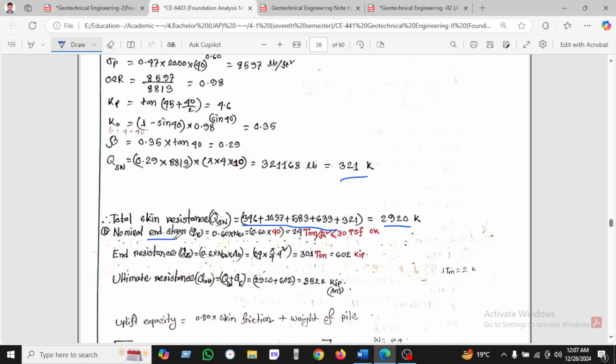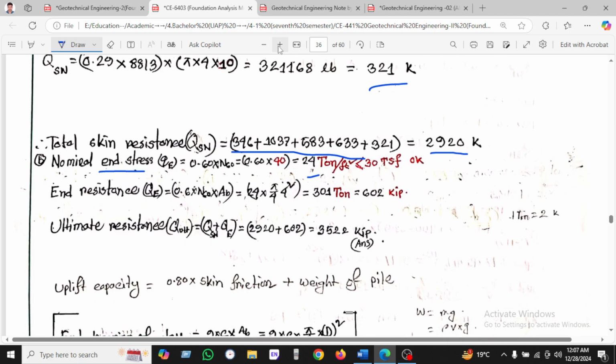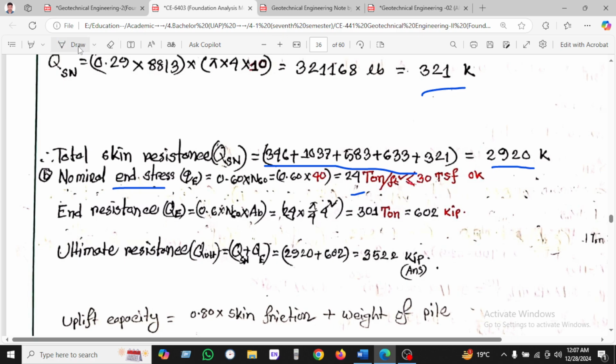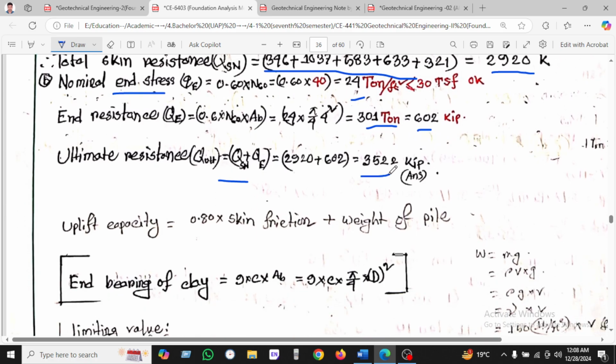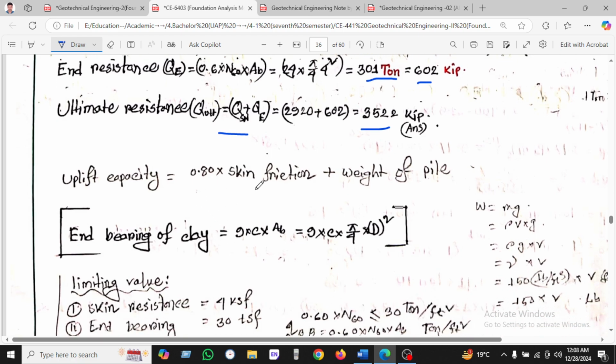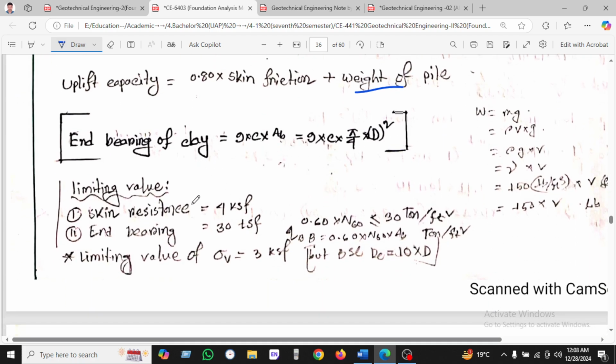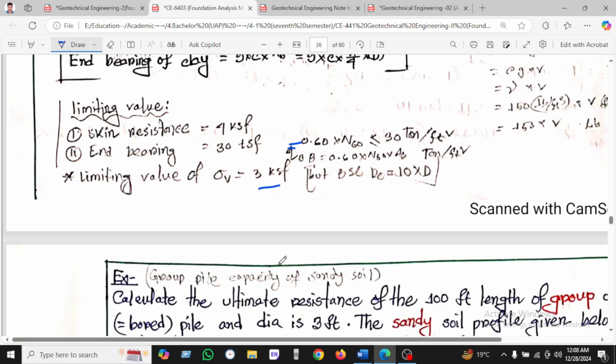And the nominal yield strength, which is 24, is less than 30. So we can say this is okay. In resistance we can see 31 ton, or which is 602 kip. The ultimate resistance we can see here is 3522. So uplift capacity is 40 into point, and skin friction into weight. We can see here in the bearing capacity formula, the limit value, the limit skin resistance for KSF is 30 TSF, and for this equation 0.60 N60, and the limiting value MB equal to 3.